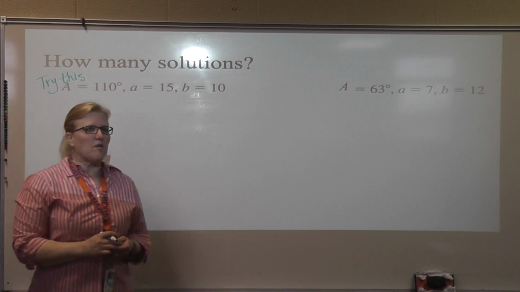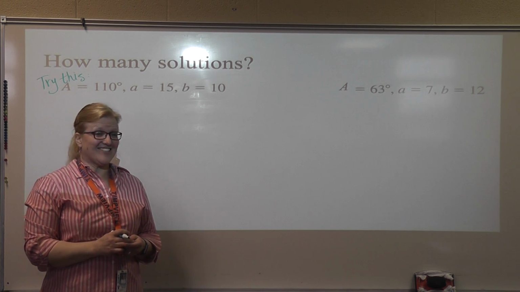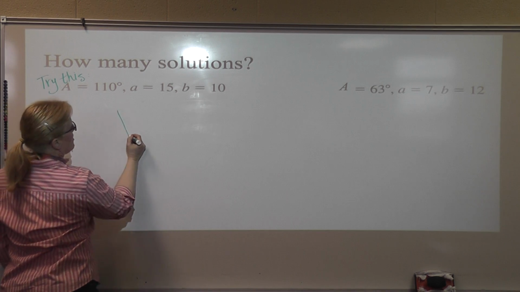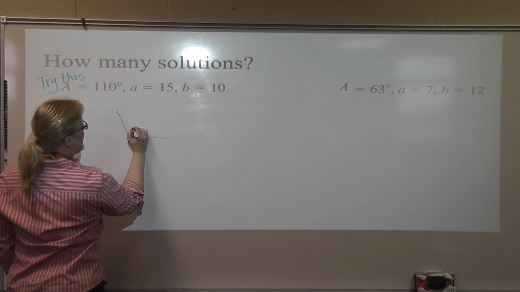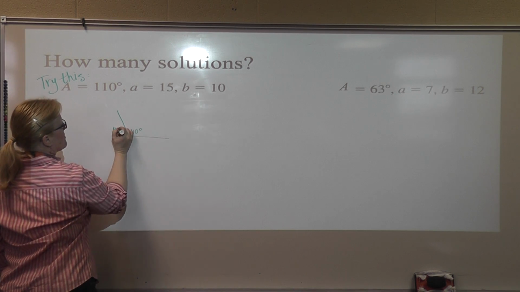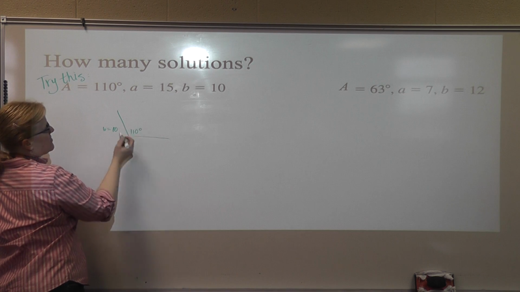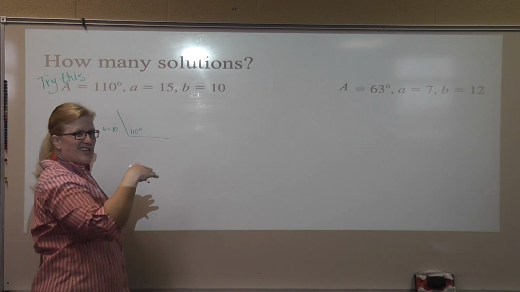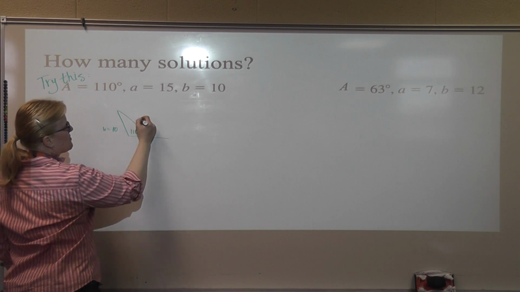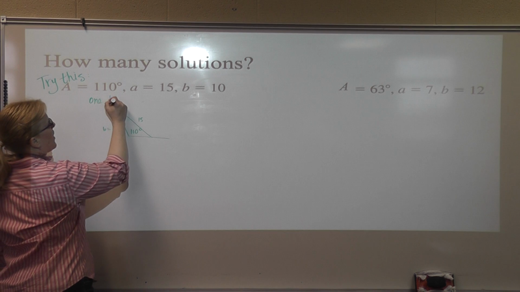All right, good job. I know you tried it, right? Okay, so again, I have an obtuse angle, 110 degrees. B is 10, so here's B, and A is 15. So it's not twice as long, but it's still longer than B. So it probably comes down something like this. So that is one triangle again.